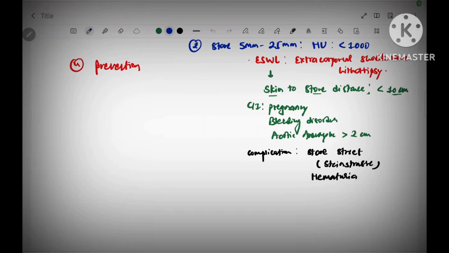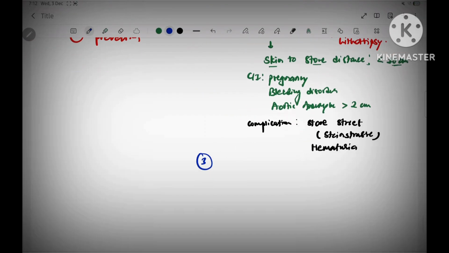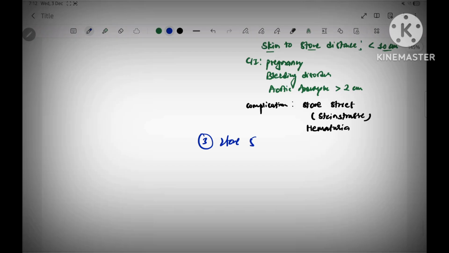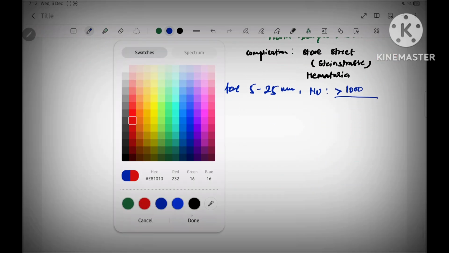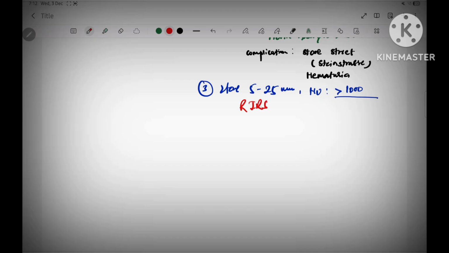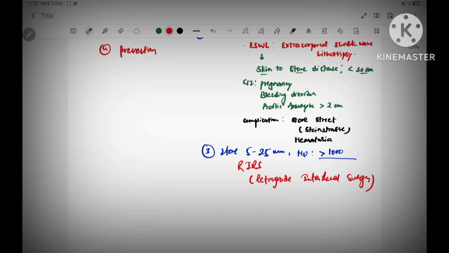Now the third condition is the stone is 5 to 25 mm, but its Hounsfield unit is more than 1000. Initially it was less than 1000, now it is more than 1000. Then in that case we will prefer to do RIRS. RIRS means retrograde intrarenal surgery. And when ESWL is contraindicated, in that case also we go to RIRS.